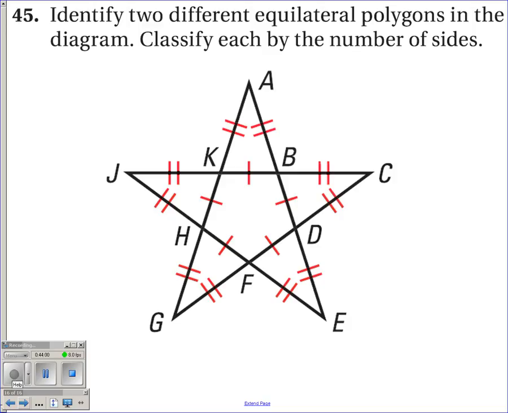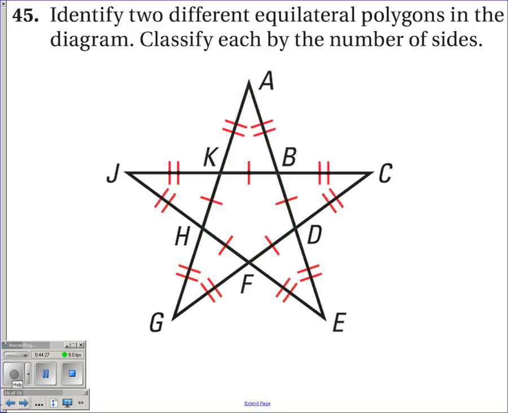You could have a shape like this. This would be a quadrilateral. Notice it's not regular. Side lengths aren't all the same, so it's not equilateral, it's not equiangular, but it is a quadrilateral. That's one way of having a quadrilateral.